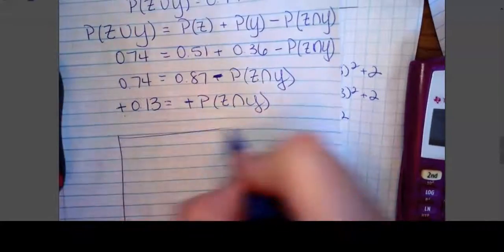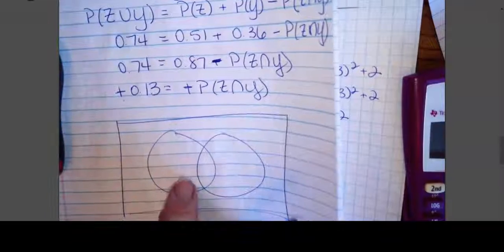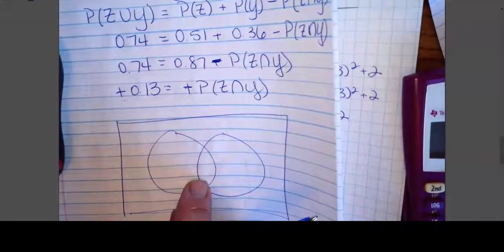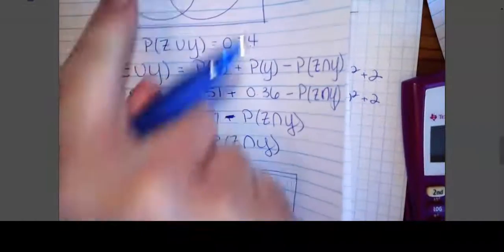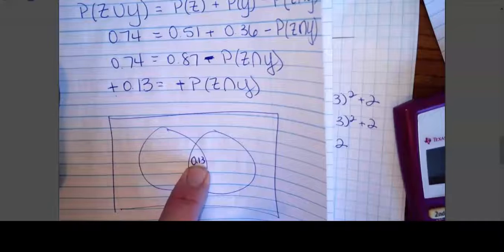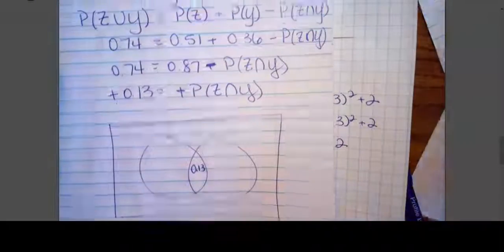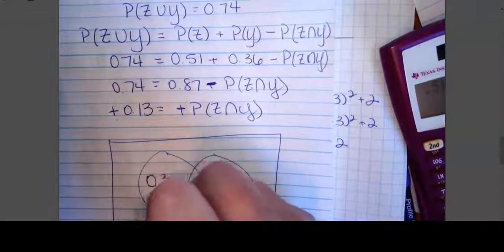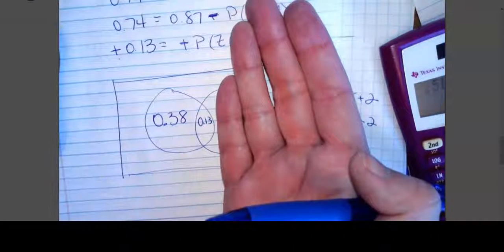So this is my new and improved picture. I have this amount and this amount. Their overlap, what they share, is going to be 0.13. So of the 0.51, 0.13 is already accounted for. So I need to subtract 0.13 from 0.51, and I get 0.38. So this part is now officially 0.38. So if you'll notice, this part and the part in the overlap add up to 0.51.